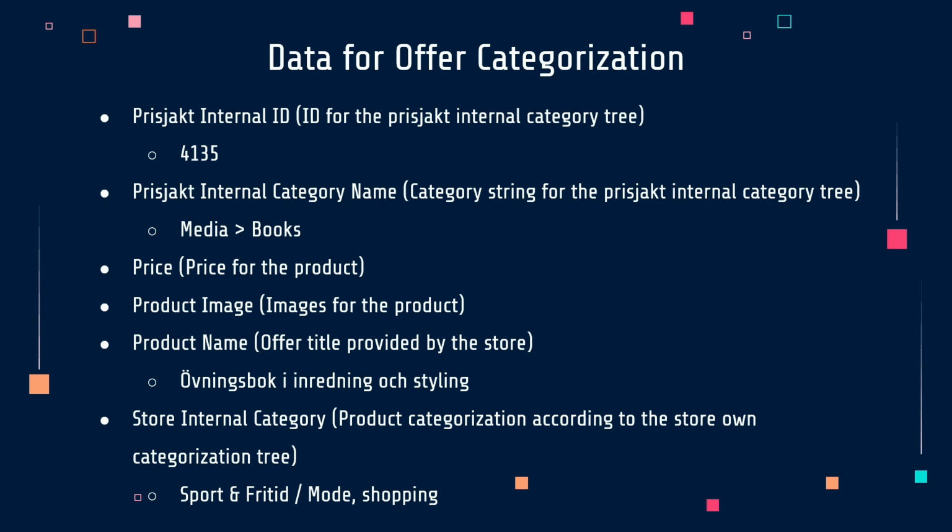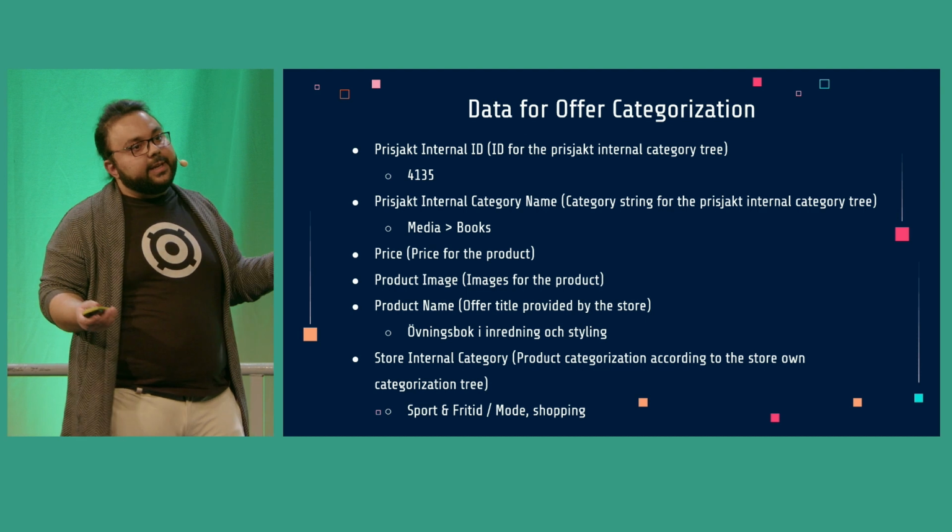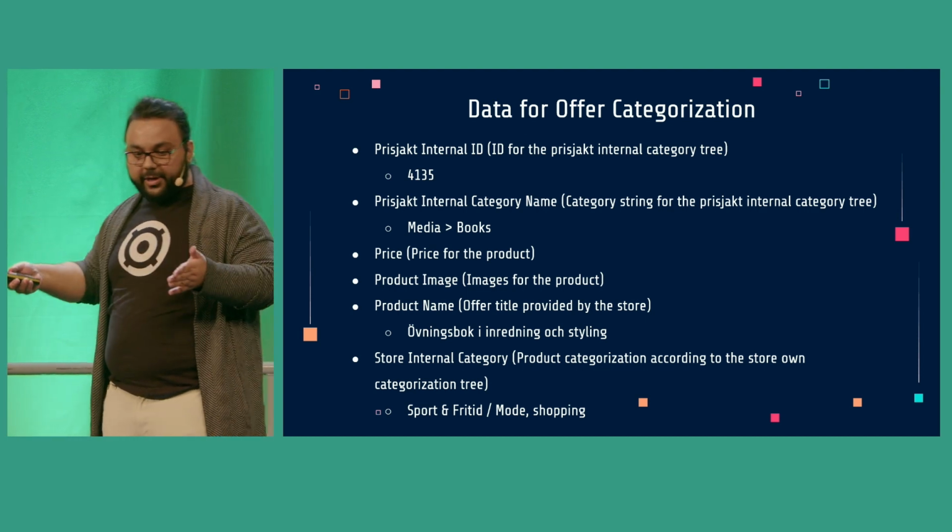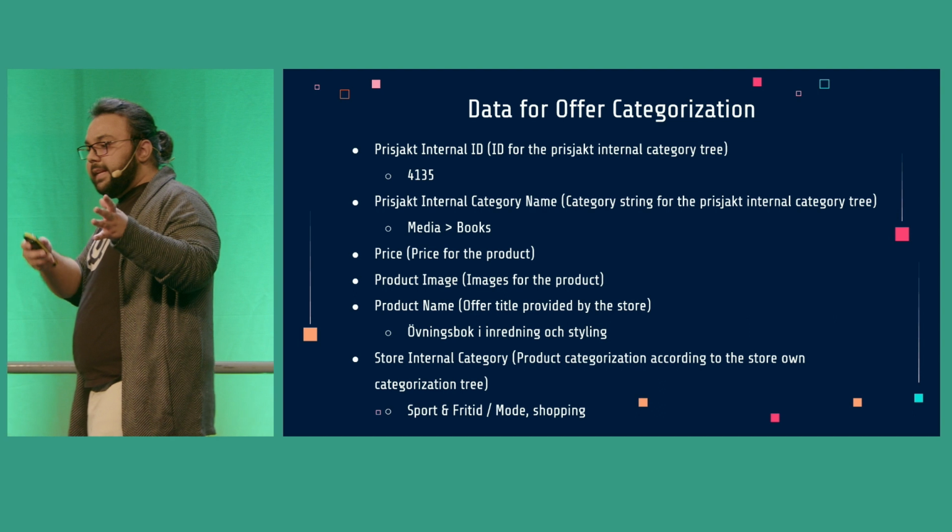So what data did we have for offer categorization? For the labeling part, the label which we were classifying against was PrisCheck's internal category. That category is, as I mentioned, built on top of the Google taxonomy. It had a category name, which was our internal name, like media books. We have a price, which is the actual price that shops send us, and the product image. Shops send us various things, and one of these is images for that particular product, the product name, and the text that they actually send us.